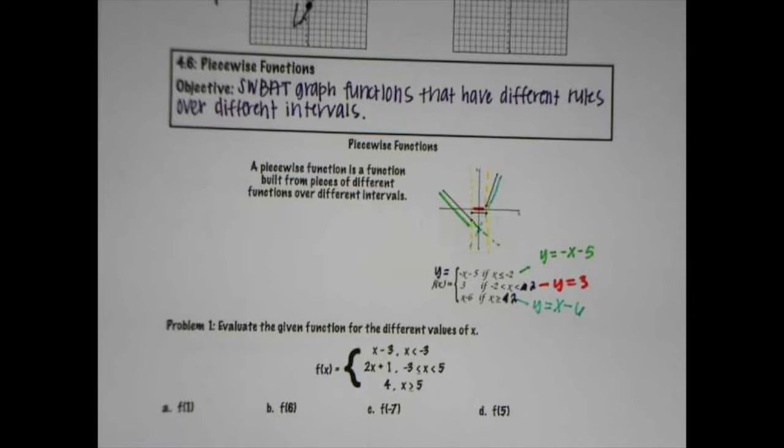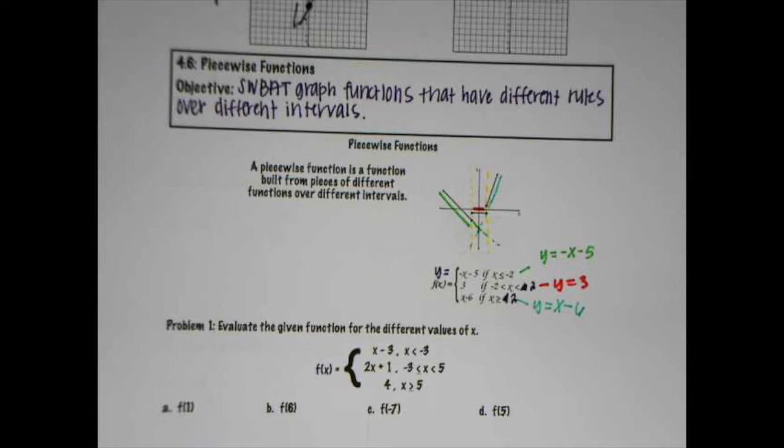So we are going to get to graphing them tomorrow. Today we're only going to focus on just evaluating them, just to get used to piecewise functions as just a thing, okay? So the first thing that you need to do for these is you need to figure out which function you're even going to be using based on what your x value is, okay?